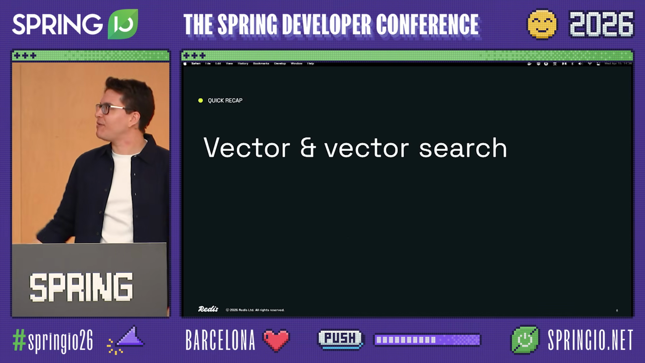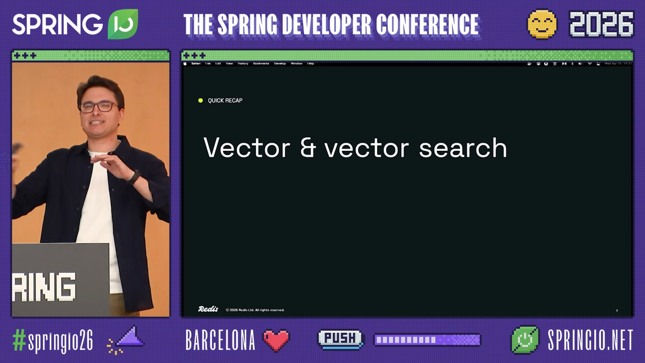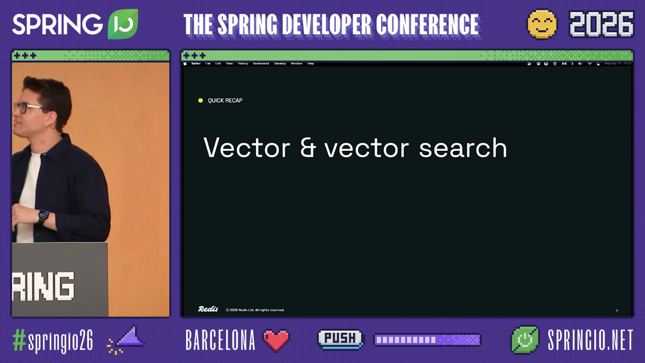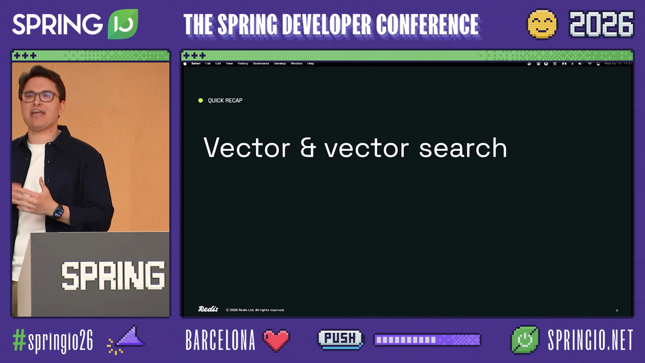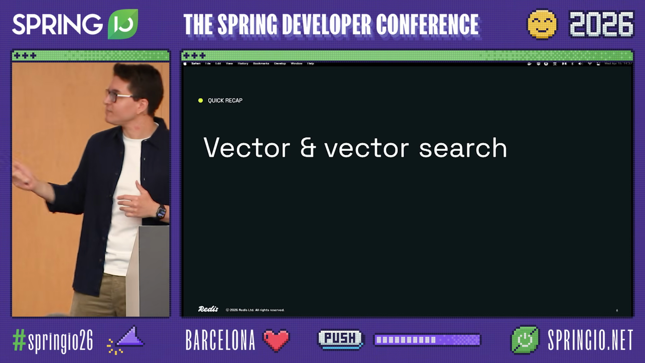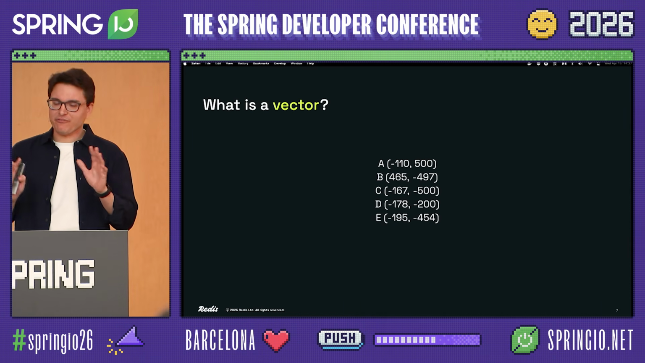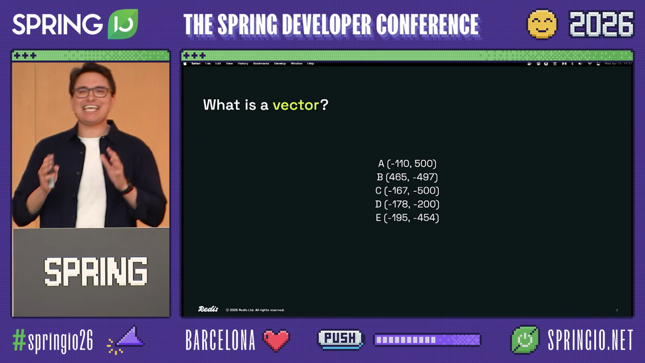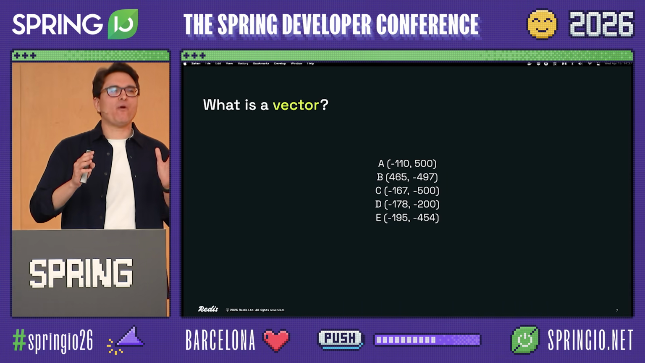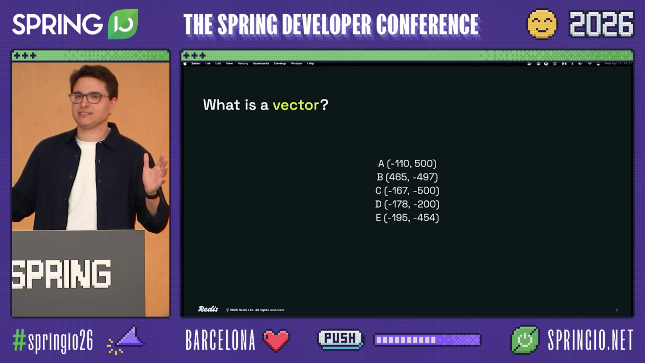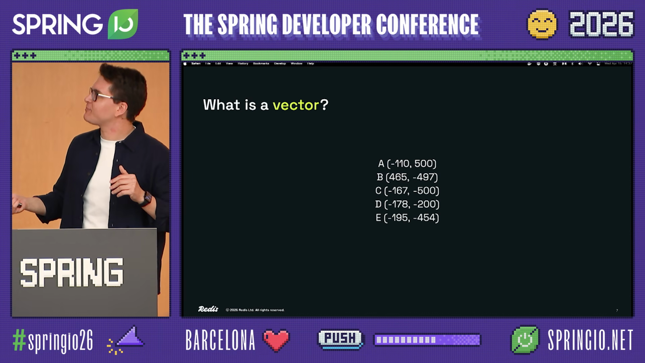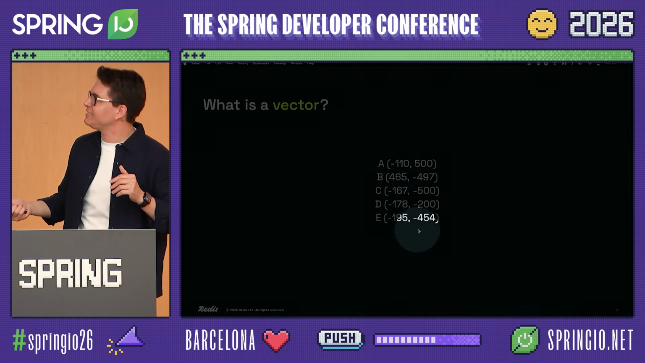So let me just recap vector search very quickly so everybody's on the same page, because this is basically the technology that is behind everything you're going to be looking at today. Roughly speaking, and in a not very precise way, we can say that a vector is a point in a multidimensional vector space. So in this case, we can think of 5 points, A, B, C, D, and E.